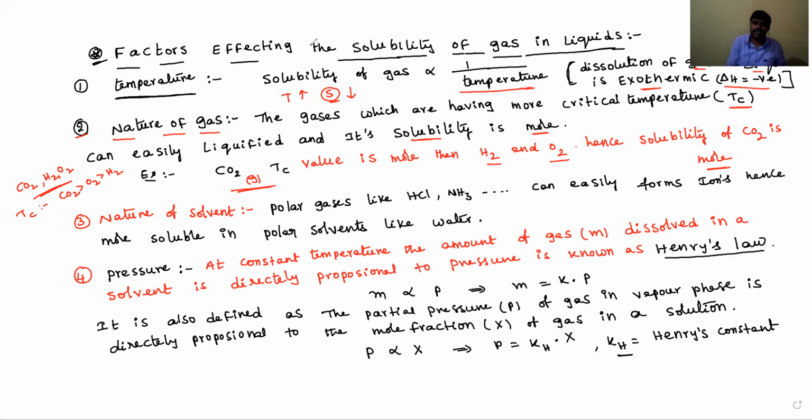Okay, the next one is nature of solvent. Nature of solvent means the solvent is polar and the solute is also polar in nature. Polar gases are the gases which can easily form ions, like HCl and NH3, ammonia and hydrogen chloride. They can easily form ions, which means they are polar in nature. That's why they are more soluble in polar solvents like water.